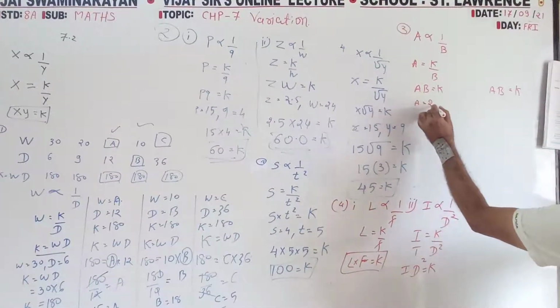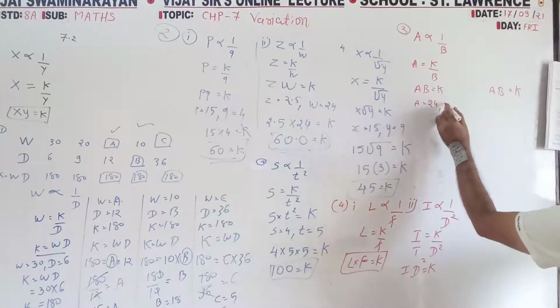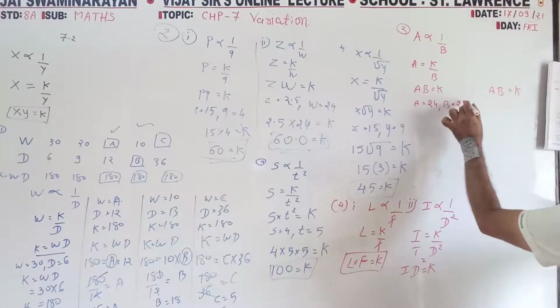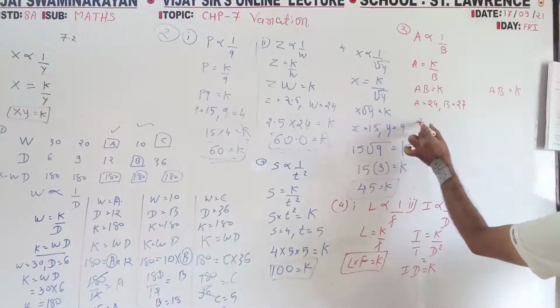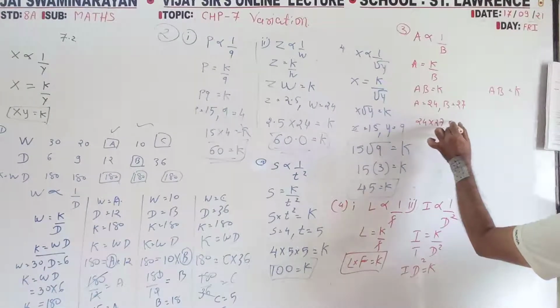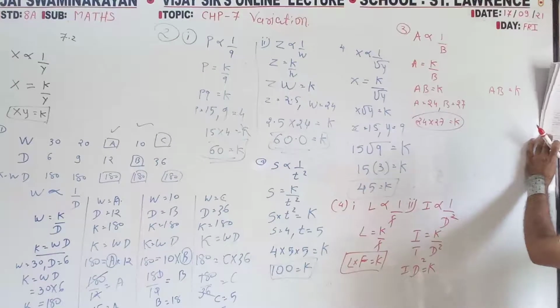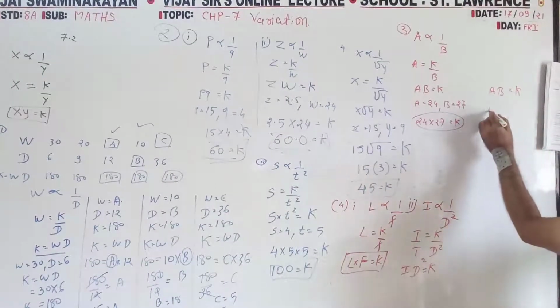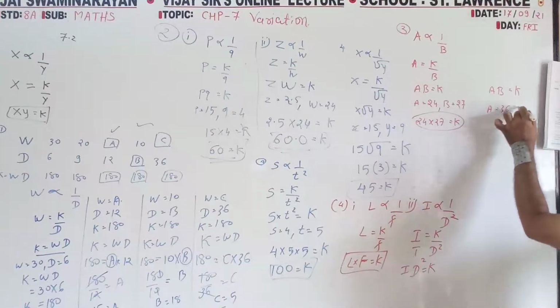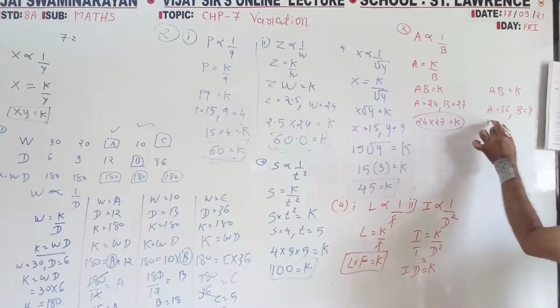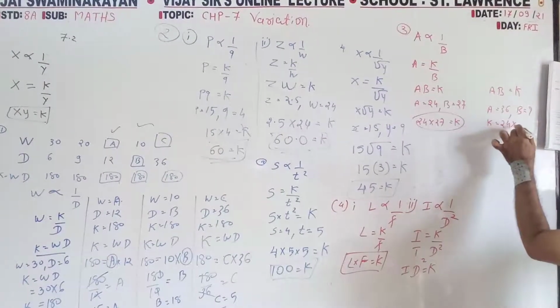Apple 24, box 27. So 24 into 27 is K. Leave it as it is because they have not asked for K. Now apple is 36. B is the question. K is 24 into 27.